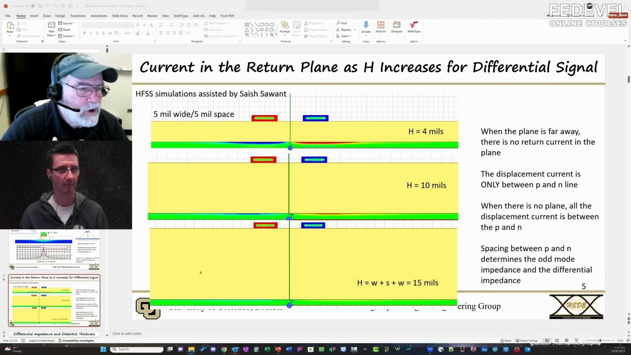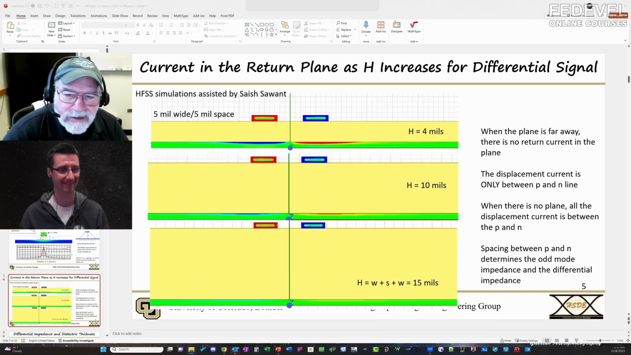And so as a rough rule of thumb, which is a pretty good rule of thumb, how far do you have to move that return plane so that return currents cancel out? And the answer is about a distance corresponding to the span of the two lines in the differential pair.